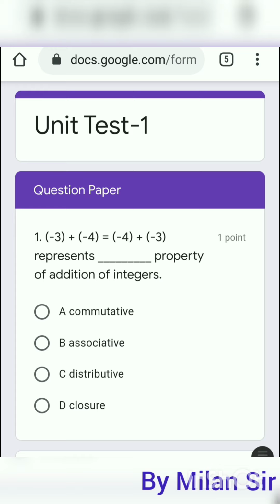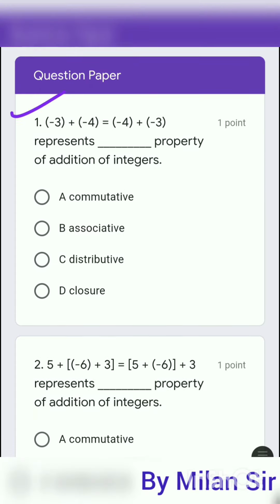Okay, so first question, it is of 1 marks. -3 plus -4 is equals to -4 plus -3 represents which property of addition of integers? Right, here addition is given to you. We just need to tell the name of this property. Here -3, here even -3, here -4, and here even -4. So here we just only have the changes in the order, right? Here -3 it is in the first position, here in the second position. Here -4 it is in the second position, here in the first position. So only order is changed.